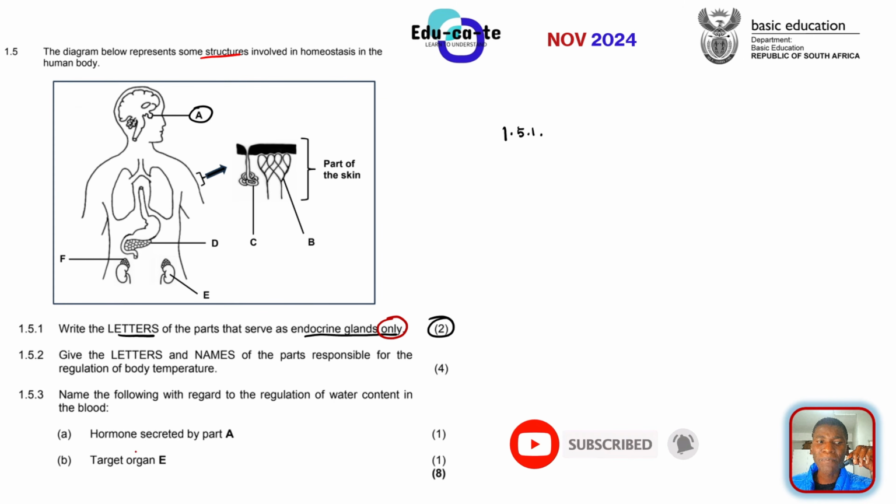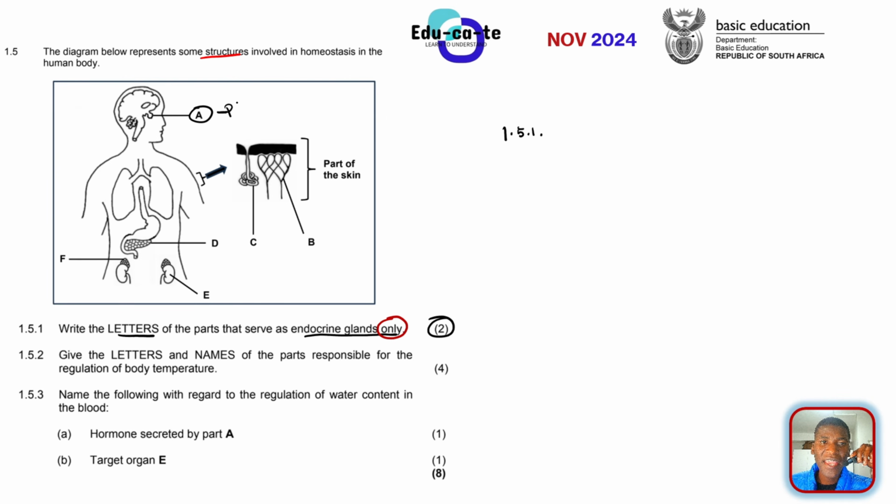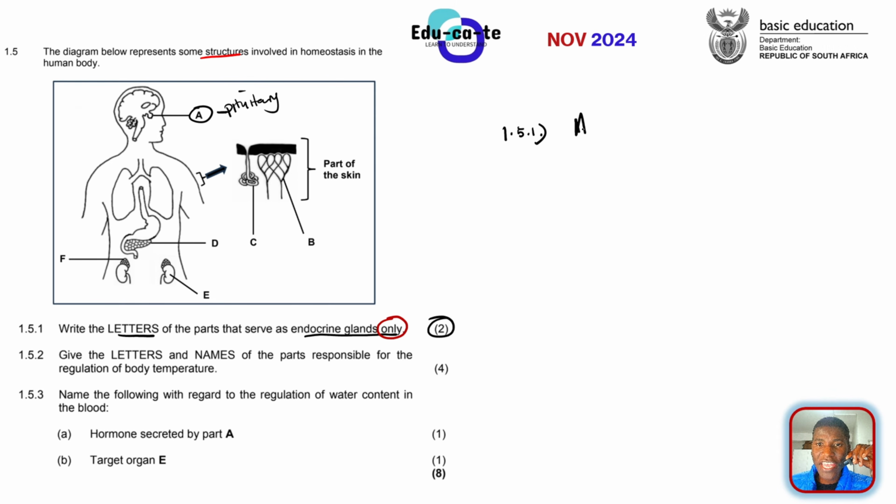So we can say that part A, or gland A, is the pituitary gland here. So this is the pituitary gland or the hypophysis. The hypophysis is just an endocrine gland because it is known as the master gland. It secretes 5 hormones. Okay, at least for grade 12, it secretes 5 hormones. So we say A, because here it says write down the letters, not the names. So make sure that you abide by the instruction. If you write the name, it's wrong. So now it is A.